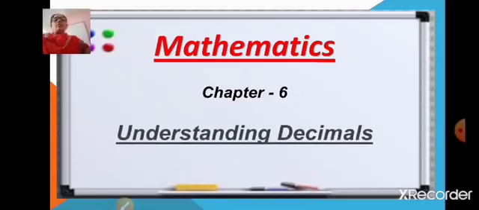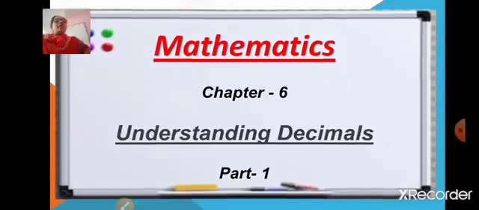So today in mathematics, let us learn about a new chapter, chapter 6, Understanding Decimals, in which we'll be learning about the place value of decimal numbers, like and unlike fractions, conversion of decimal numbers to fractions and fractions to decimals, and also comparison of decimal numbers. So today we'll be doing part 1 of this chapter.